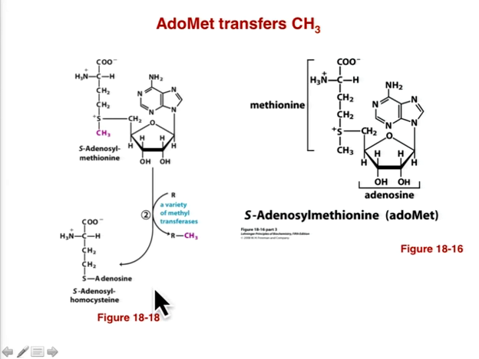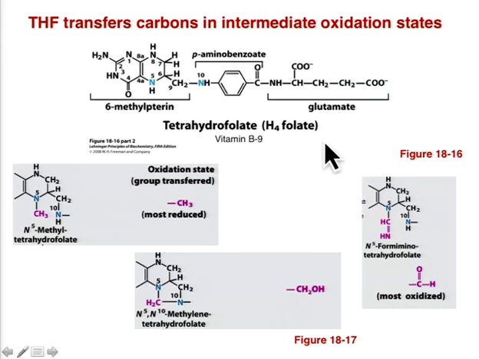Okay, and so this is a way that we're hitching a ride on this cofactor, making this SAM, and then depositing that methyl group on some other molecule. Okay. So here's THF. So you have three parts. You have a glutamate attached to aminobenzoate. But then the business end of this cofactor is a 6-methyl pterin. I think the P is silent.